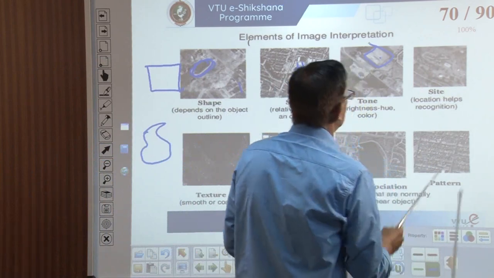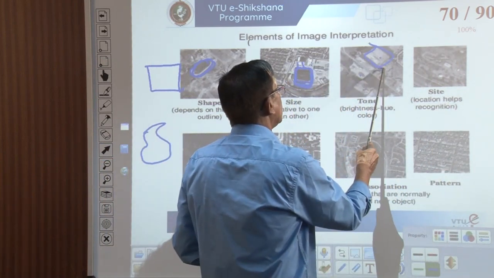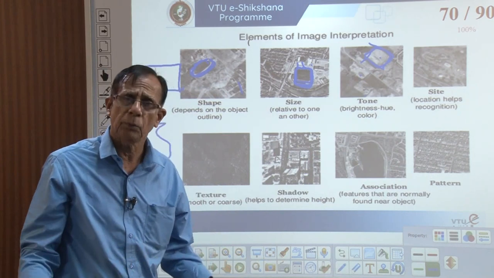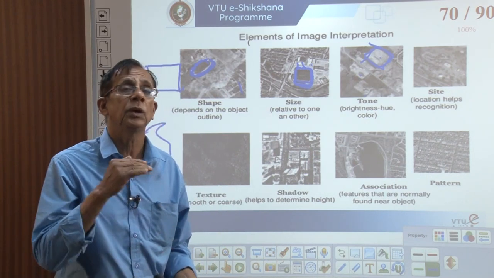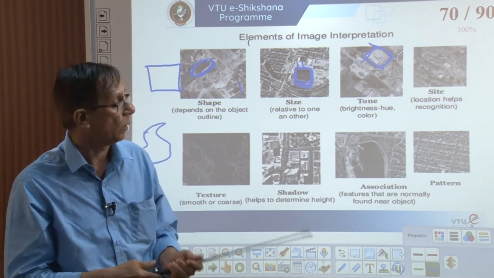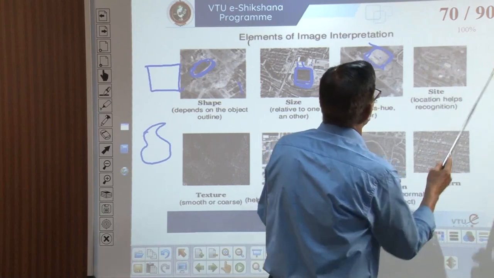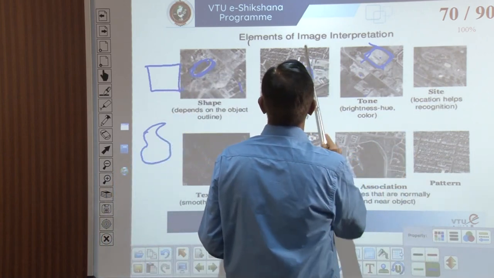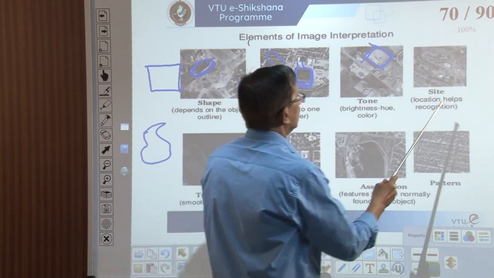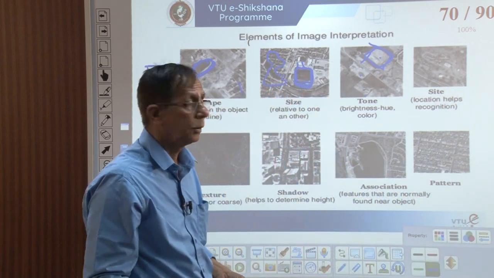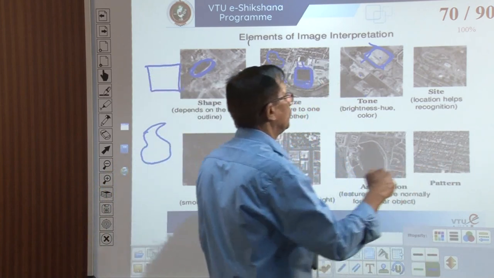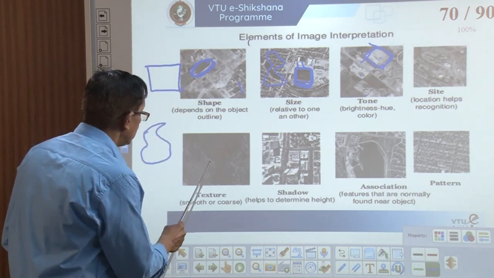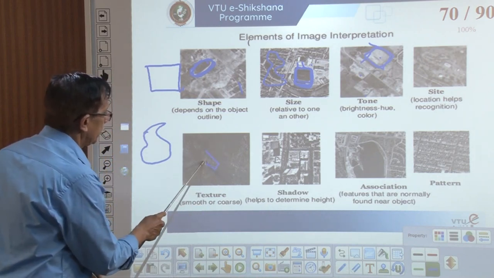Then the site, where exactly it is. If this kind of feature is in a thick forest cover, do I interpret that as a stadium within the forest? Is it possible? No. So which area I am trying to understand is very important. On the other hand, in a thick settlement, say a city like Bangalore, can I have this kind of agricultural land? Impossible. Therefore, I must have the idea of the site, which area I have taken the photograph of.